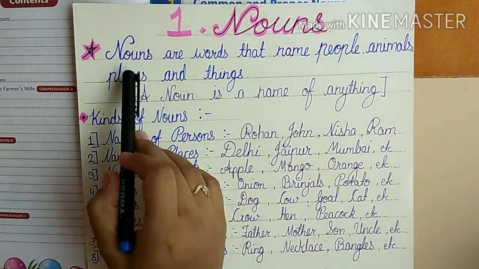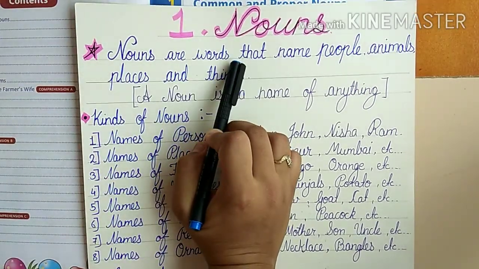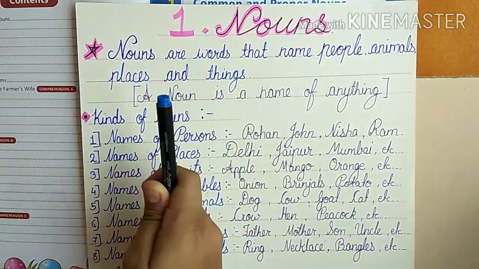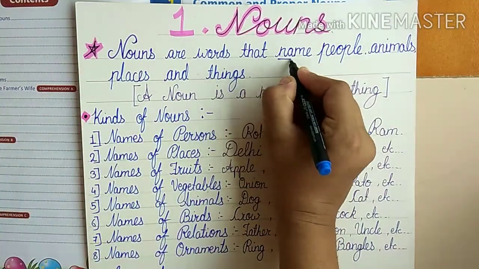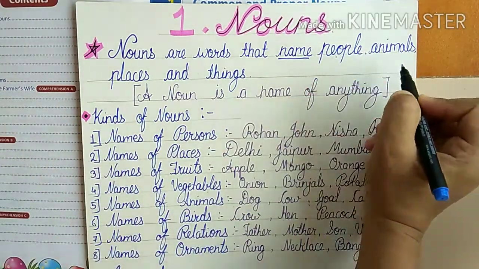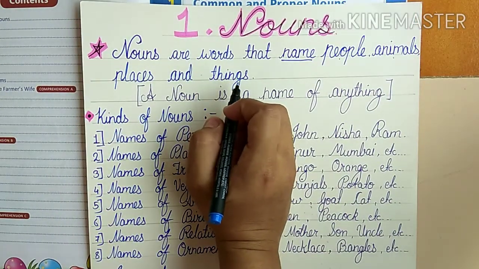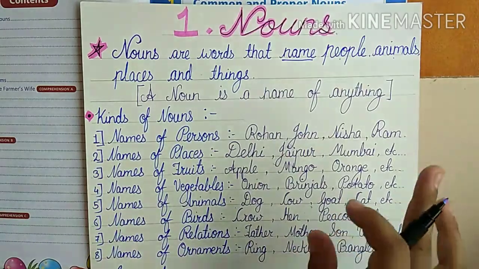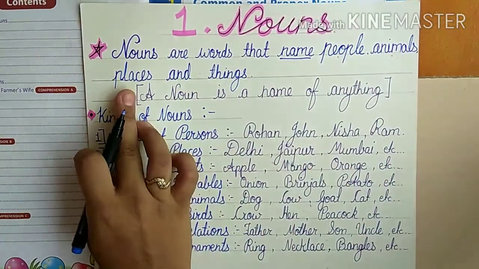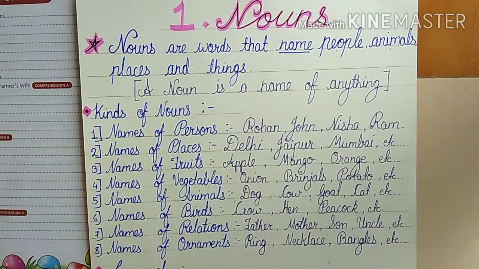See here, you can see. We will read the definition again. Nouns are words. Kaun se words? That name. मेन वर्ड क्या आया हमारे यहाँ पे? नेम. नेम किसका? नेम ऑफ पीपल, एनिमल, प्लेस एंड थिंग. मीन्स किसी भी इंसान के, पीपल के नेम्स, एनिमल का नेम, किसी भी प्लेस का नेम, किसी भी चीज़ का नाम. दैट ऑल आर कॉल्ड एज नाउन.